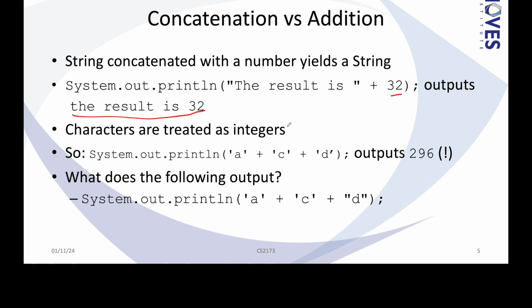Now, what about characters? It turns out that characters are treated as integers. They had some choices. In Python, this very operation would produce ACD. But in fact, in Java, it produces the value 296, because it takes the integer value, the Unicode value, of these characters and adds them up and says, okay, you're a number. So it'll output the number.